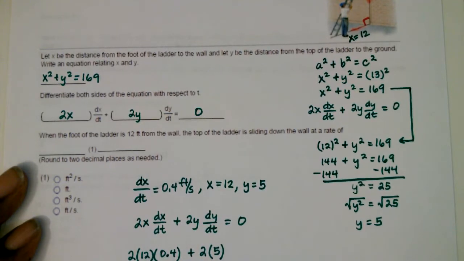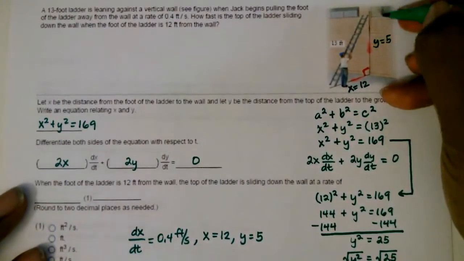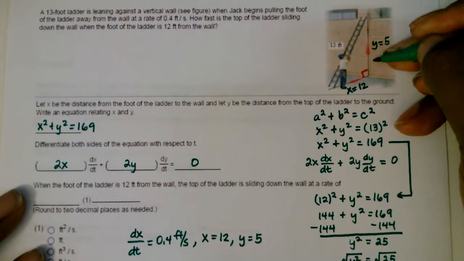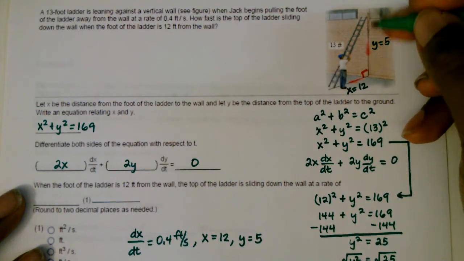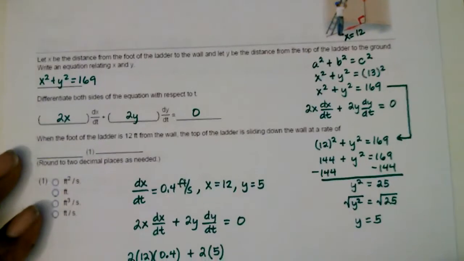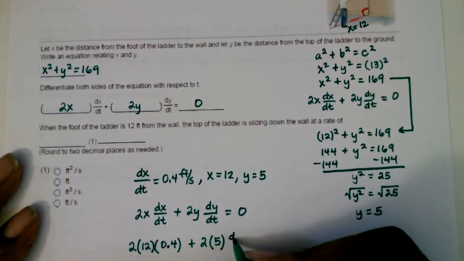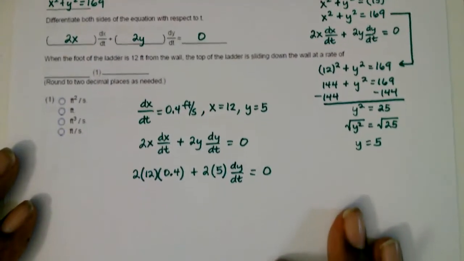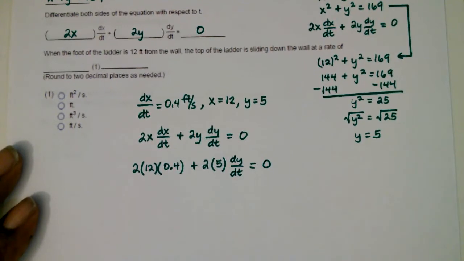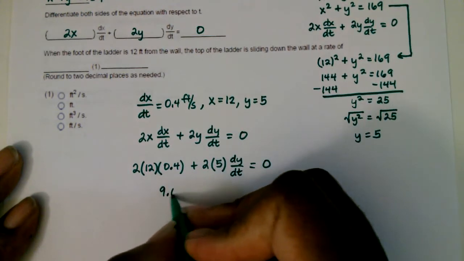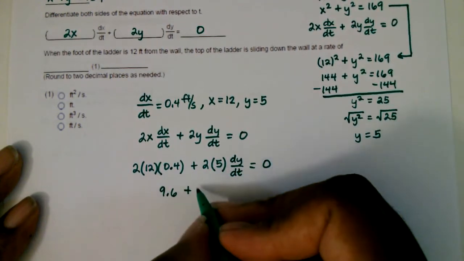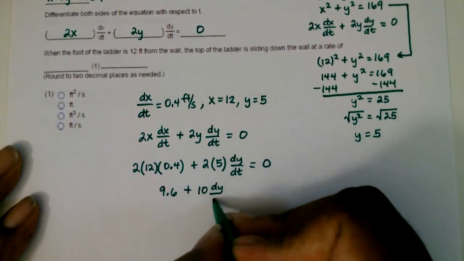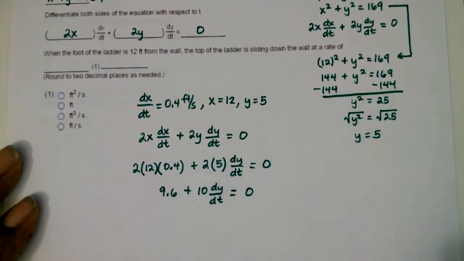Here I'm trying to find dy/dt because we're trying to find how fast is the top of this ladder sliding down when the foot of the ladder is 12 feet from the wall. So dy/dt is what we're looking for. Then that's equal to 0. Now 2 times 12, that's 24. 24 times 0.4 will be 9.6 plus 2 times 5, which is 10, times dy/dt. That's equal to 0.